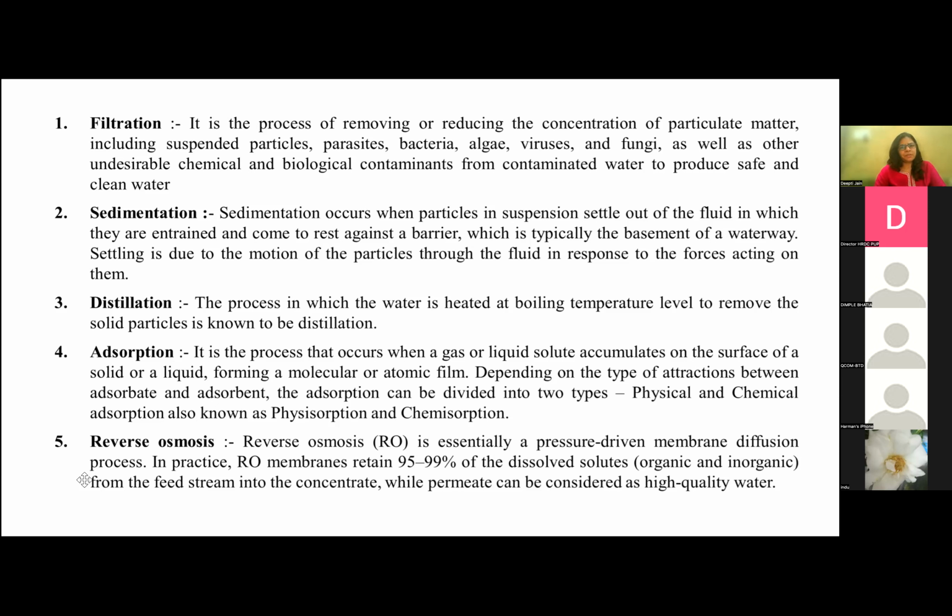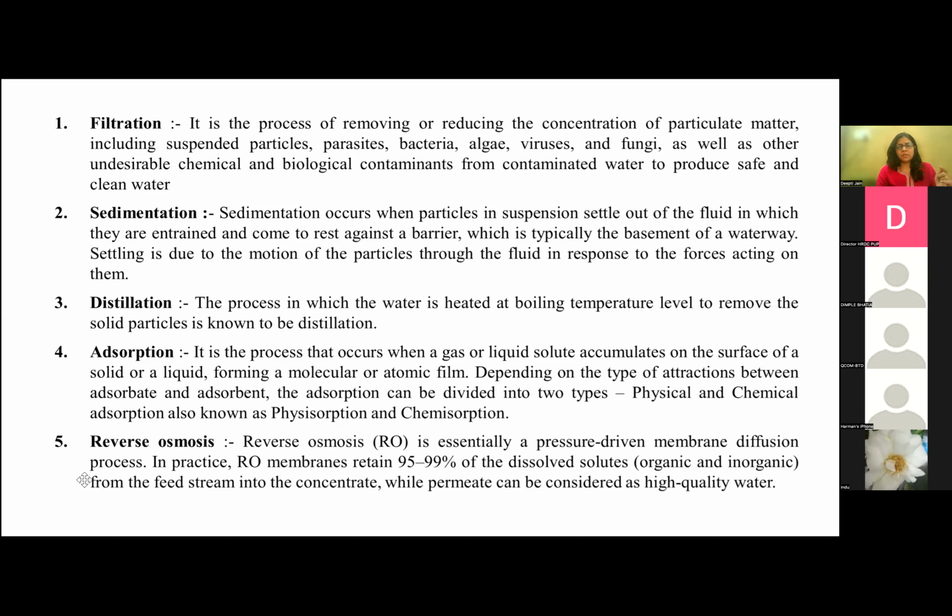The second method can be sedimentation. What is sedimentation? It is when particles in suspension settle out of the fluid in which they are entrained and come to rest against a barrier, which is typically the basement of the waterway. Settling is due to the motion of the particles through the fluid in response to forces acting on them. This is the basic theory of how sedimentation happens. But generally, it is again for the suspended things. And if some heavier particles are there, particulate matter, then it gets sedimented with time.